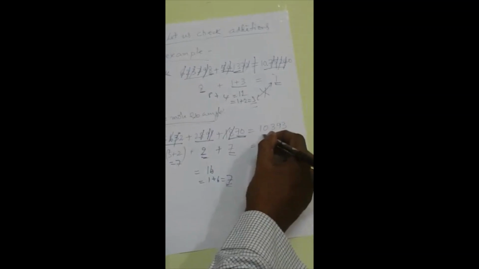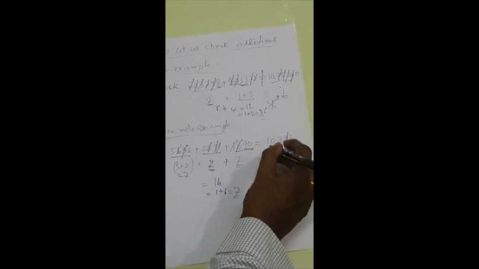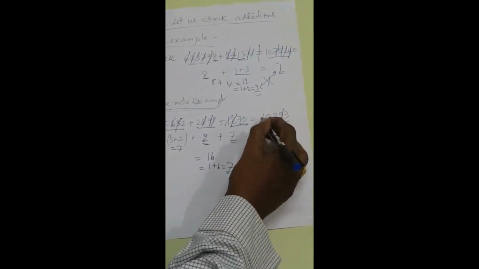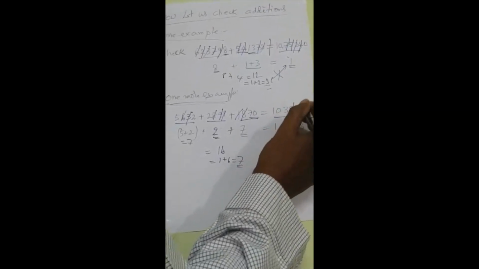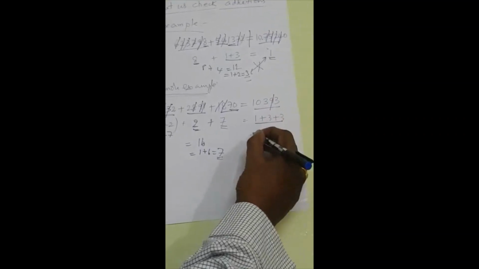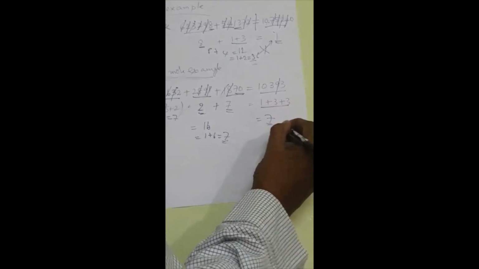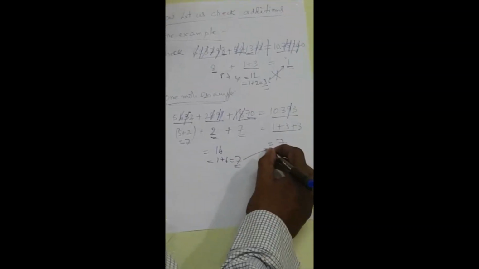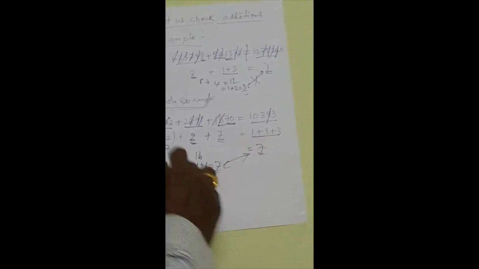So on the right hand side 10393. Here you cancel 9 and no other 9s. So you calculate that: 1 plus 0 plus 3 plus 3. That is 1 plus 3 plus 3 is equal to 7. So on the right hand side also you got 7. That is 7 is equal to 7. So equal. So this answer is correct. So like that you can check additions also by using casting out 9s.